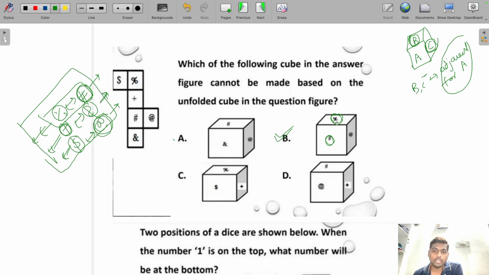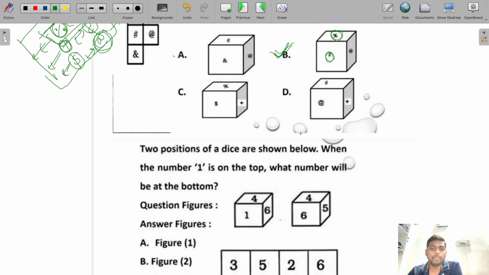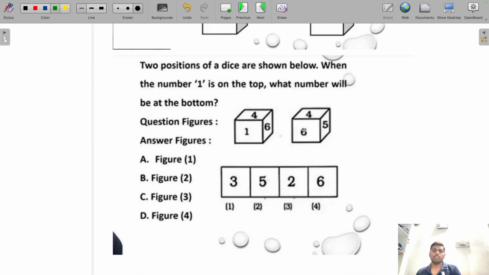Now coming to the second option, percentage, hash, at the rate. Hash is coming from here, percentage is also coming from the first row, so that is the reason this is not possible. In this way you can eliminate the options. For other questions also I will do it in the same way.